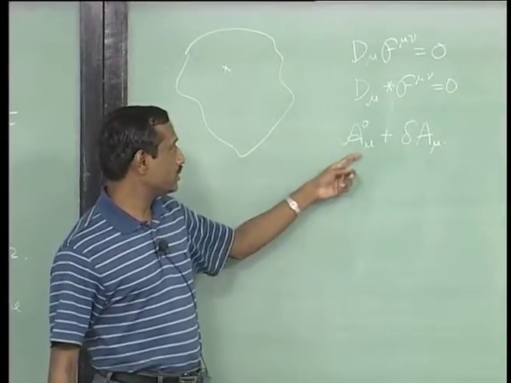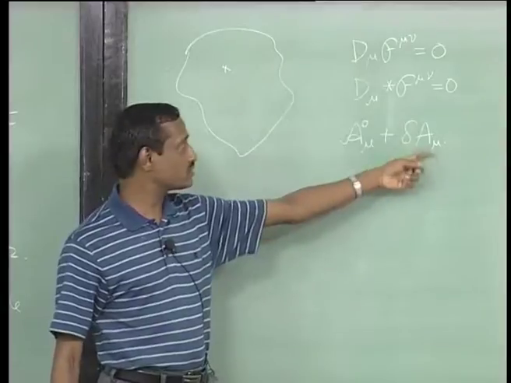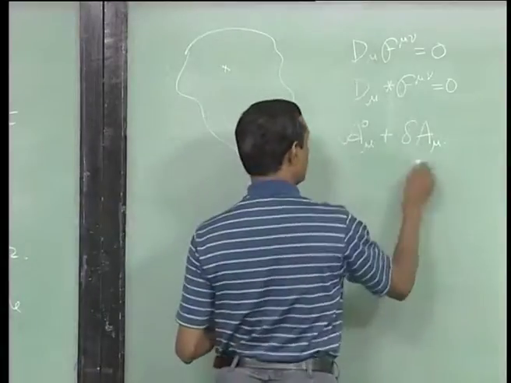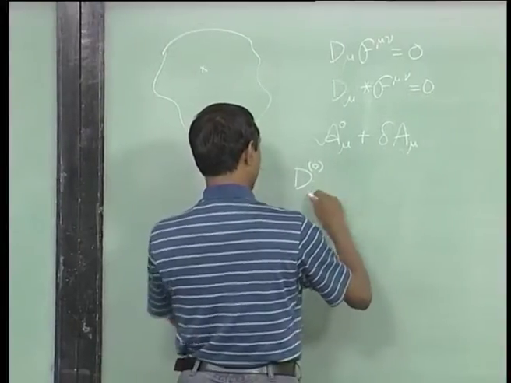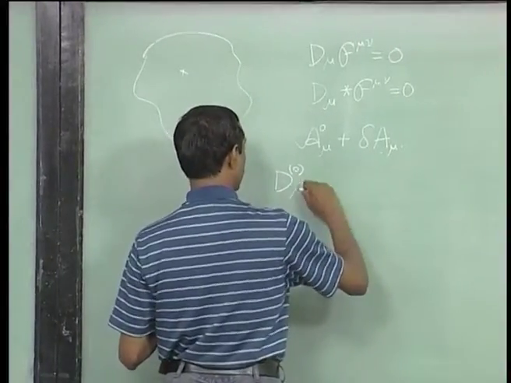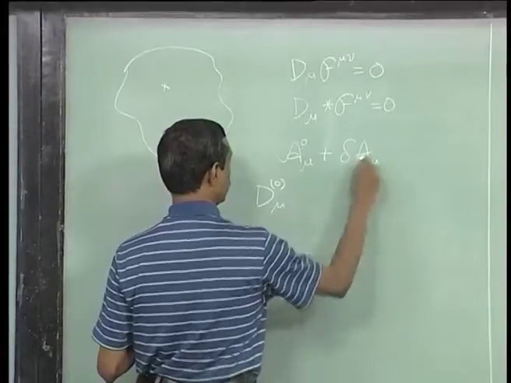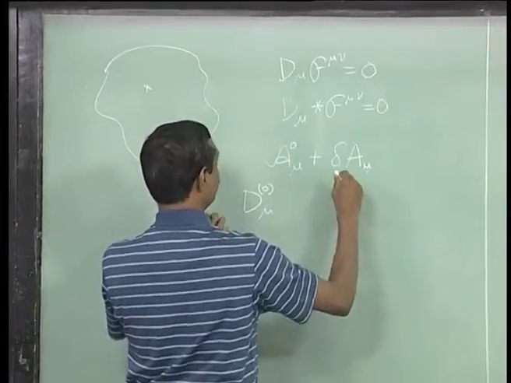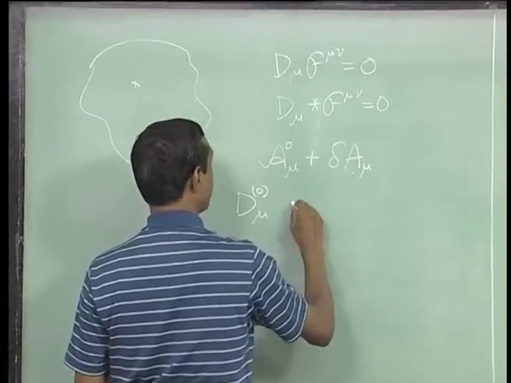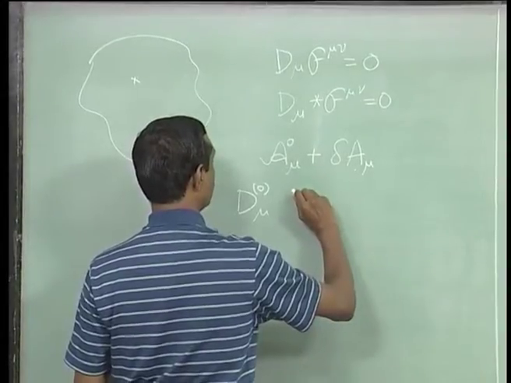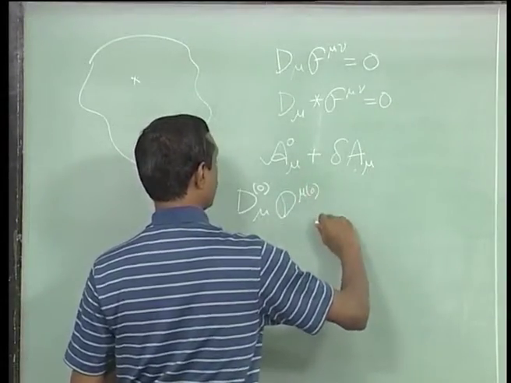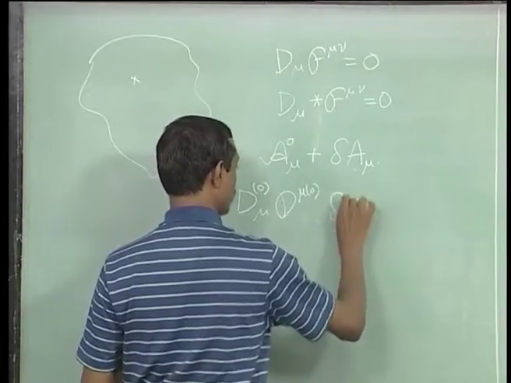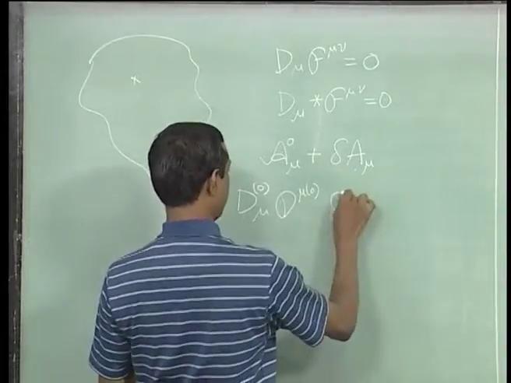So, a naught already satisfies the equation. So, the first order piece will look very easy. This will just satisfy something like d naught mu times d mu naught of delta a nu, or yeah, I think something like this.